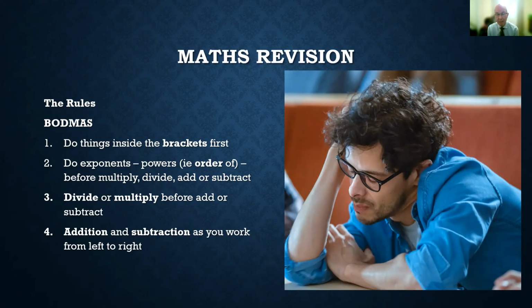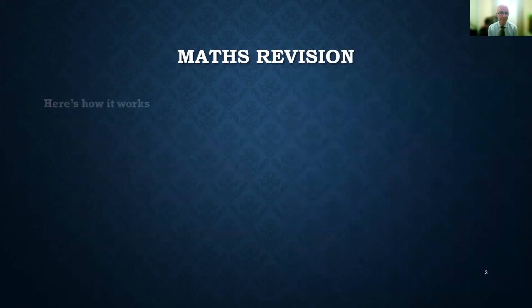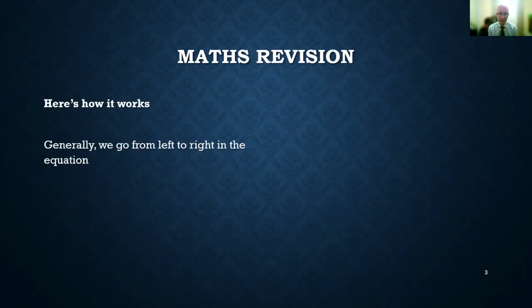Okay, so let's do a couple of examples. So here's how it works. Generally we work from left to right in the equation. And how do we solve this equation? 4.5 times 2 plus 7.2 equals what? Well, of course, this is straightforward. We just work from left to right and we get the answer is 16.2.